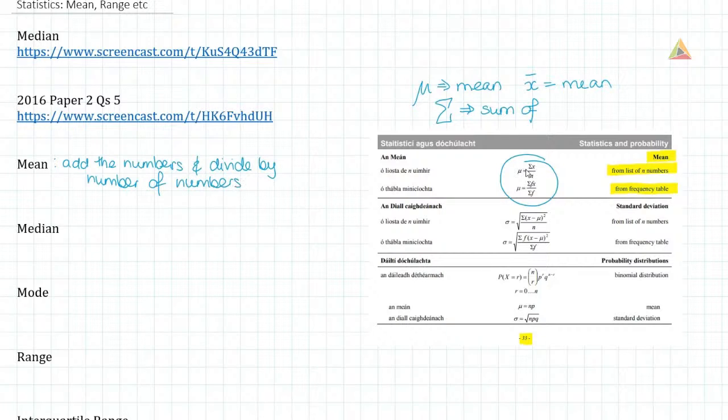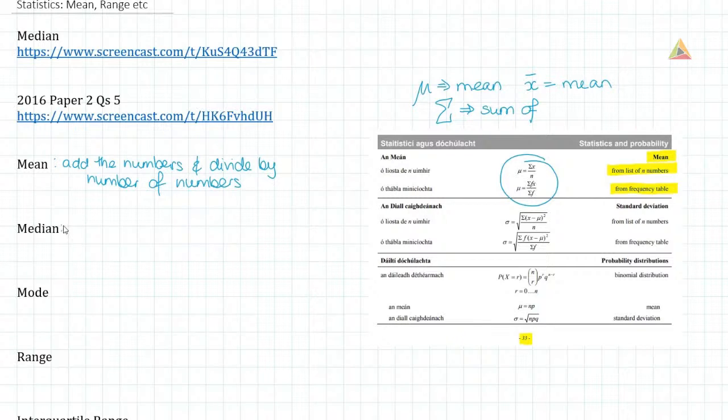Okay, so that's what our formula says, the sum of x. So add together all the numbers that we have and then divide by the number of numbers, so how many numbers are in your list. And if we have a frequency table, we see that we can take this shortcut where we're going to introduce our frequency as well. So that's our mean.